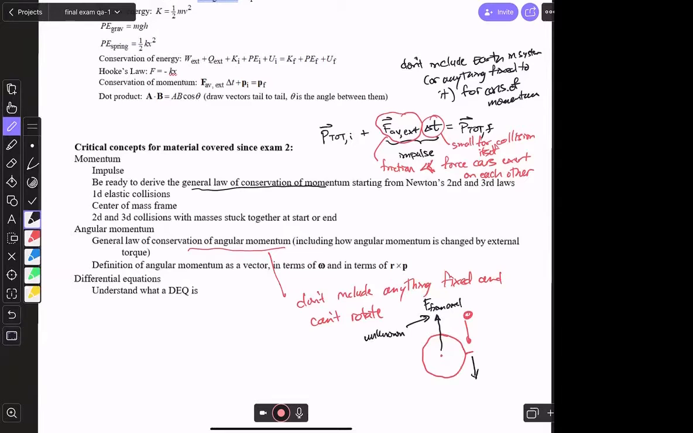But it exerts no torque because its line of action passes through the axis of rotation. And so that made it easy to apply conservation of angular momentum, but hard to apply conservation of momentum to that problem.